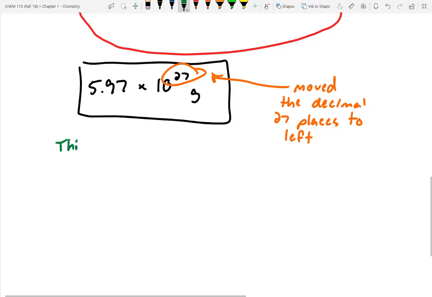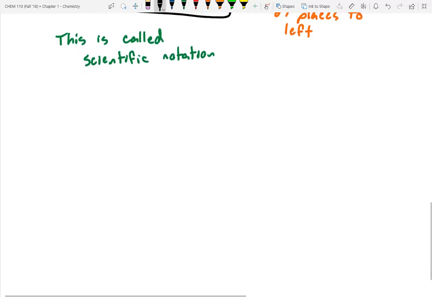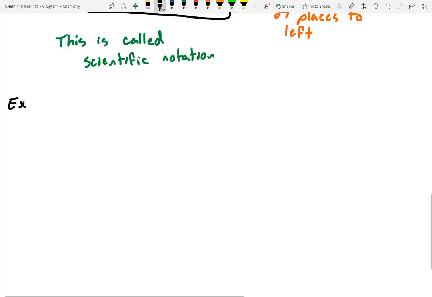Let's just make a note. This is called scientific notation. It's just a lot easier to write out. It's a lot easier on the eyes. All right, let's do a slightly different one. This time we're going to measure the mass of one hydrogen atom. And you can go ahead and do this one too.